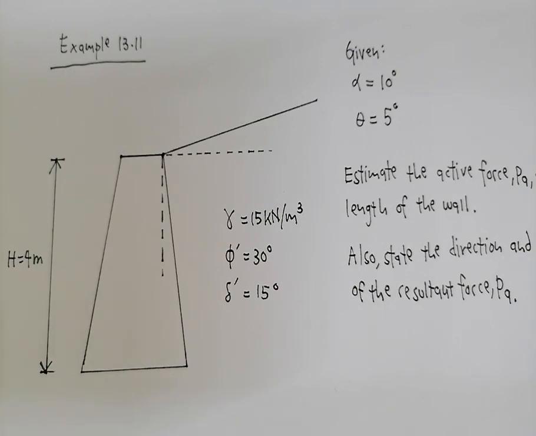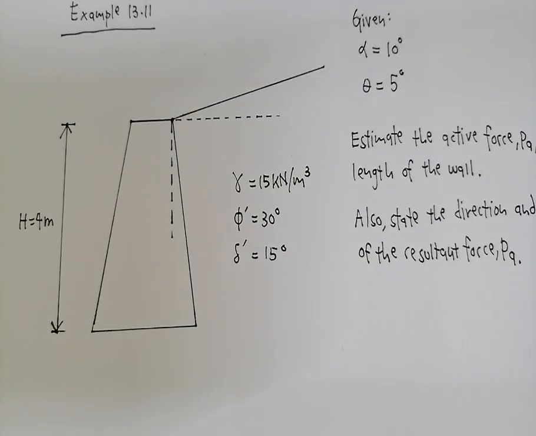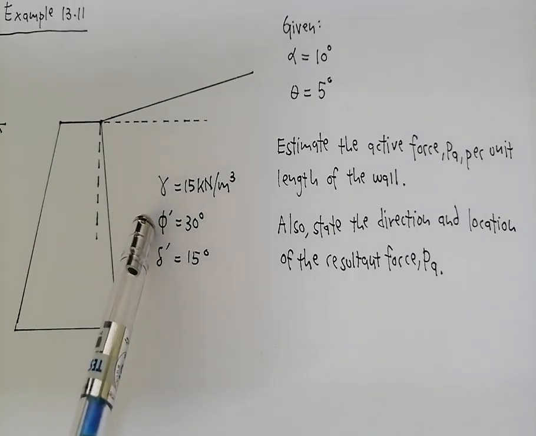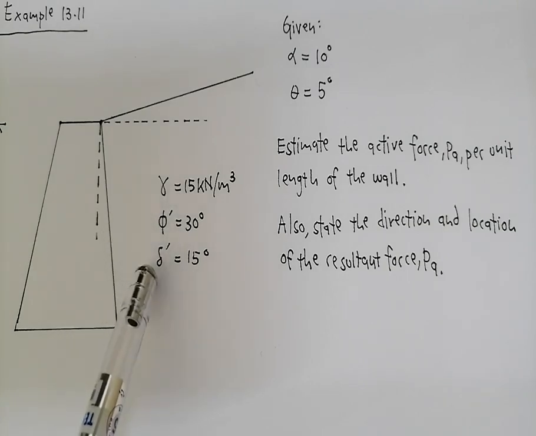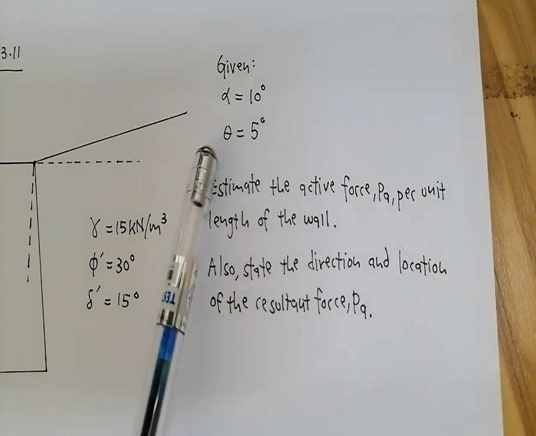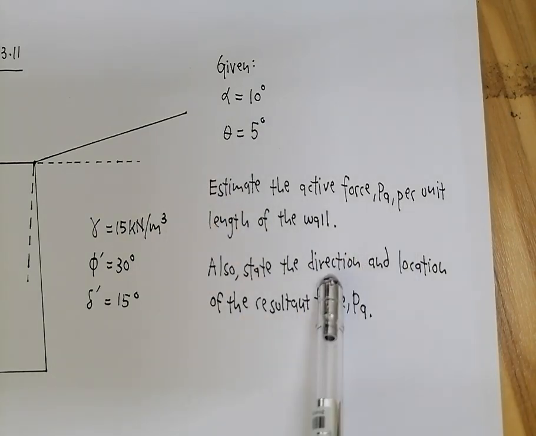For those with the book, it is example 13.11, this one. As you can see, this is the retaining wall, and the height is 4 meters. Everything else is given: unit weight, this is the soil friction angle, this is the wall friction angle, alpha and theta. So you have to calculate PA, as well as the direction and the location of PA.